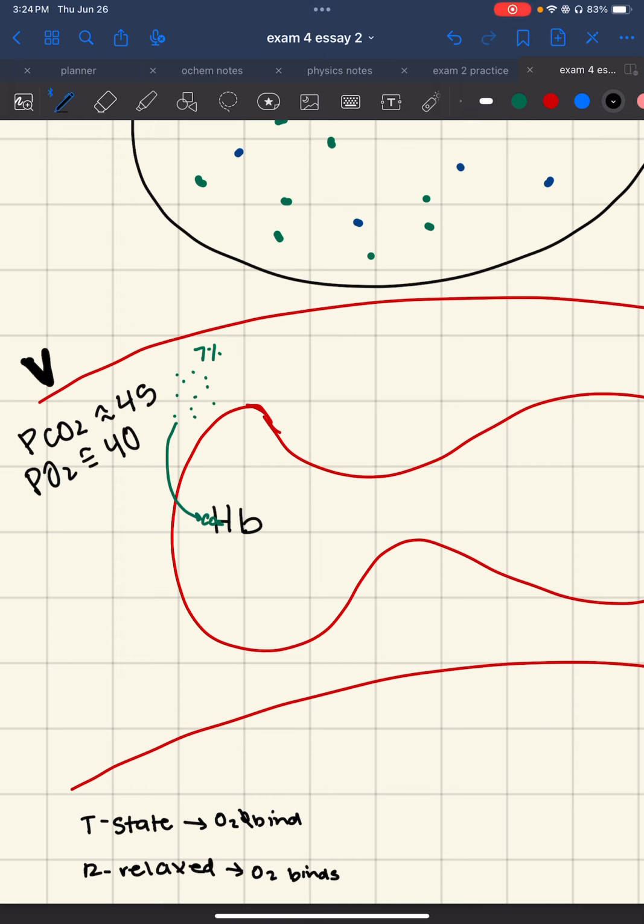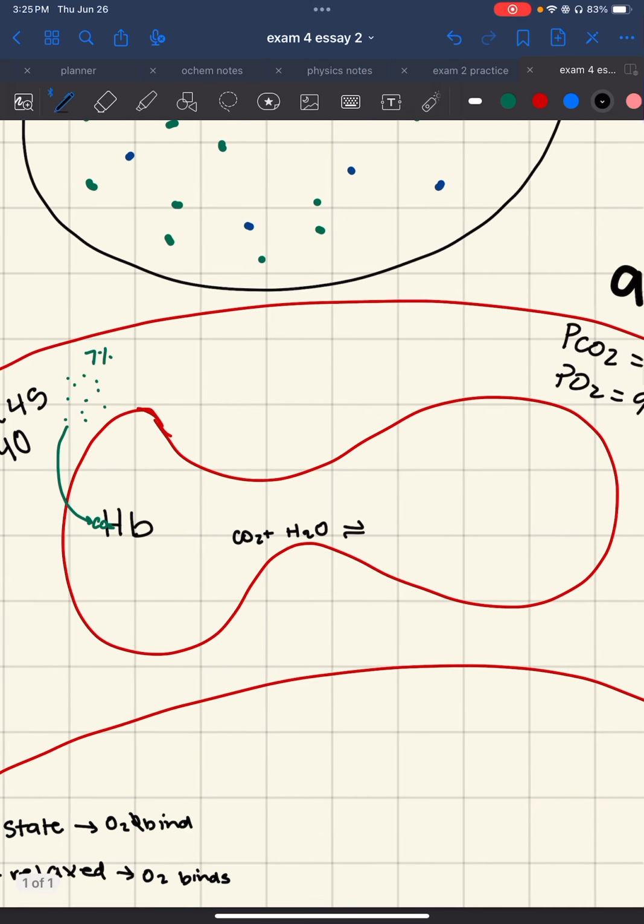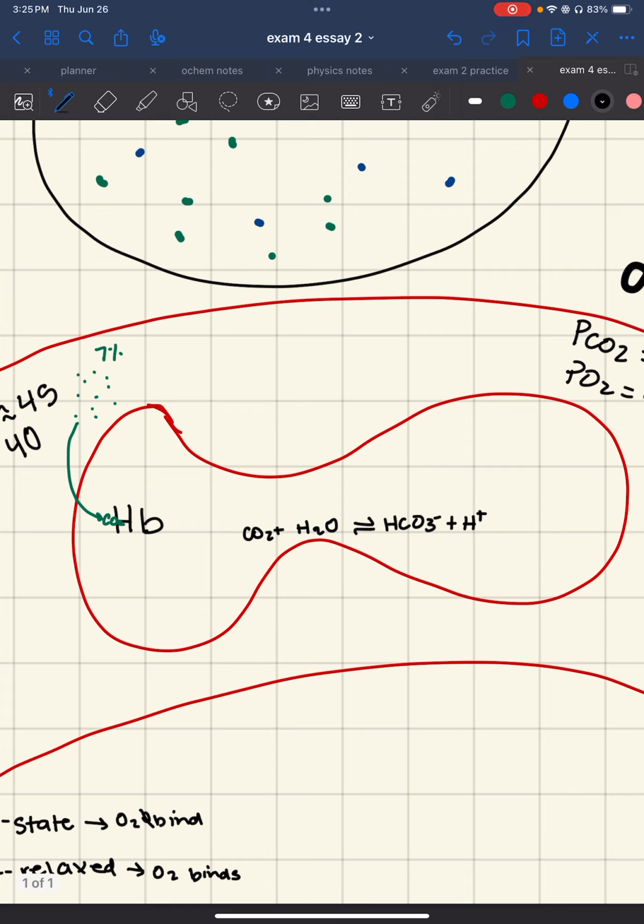The other way that we transport CO2 is through this equation that we love so much, that we learned not very long ago. So we have in our red blood cells a lot of carbonic anhydrase, and we create bicarb. So we transport bicarb in our blood all the time.